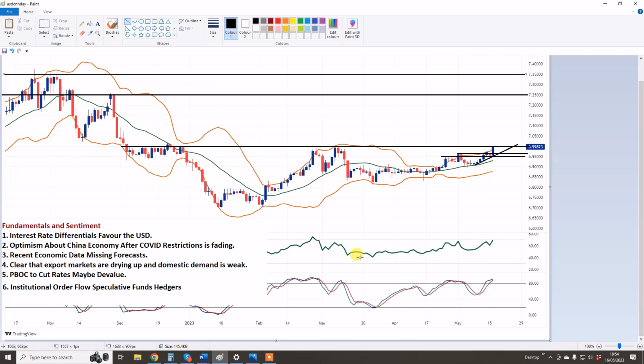We'll review this pair again at the weekend when we do our weekly forecast, which I haven't done for a while, which I'll start doing each week from now on.